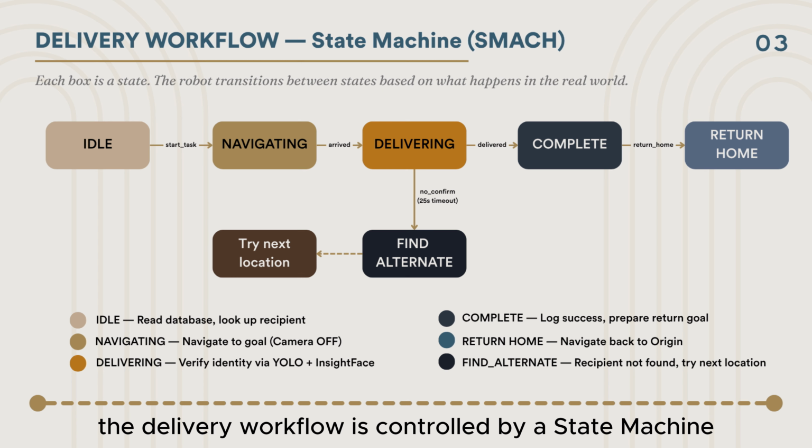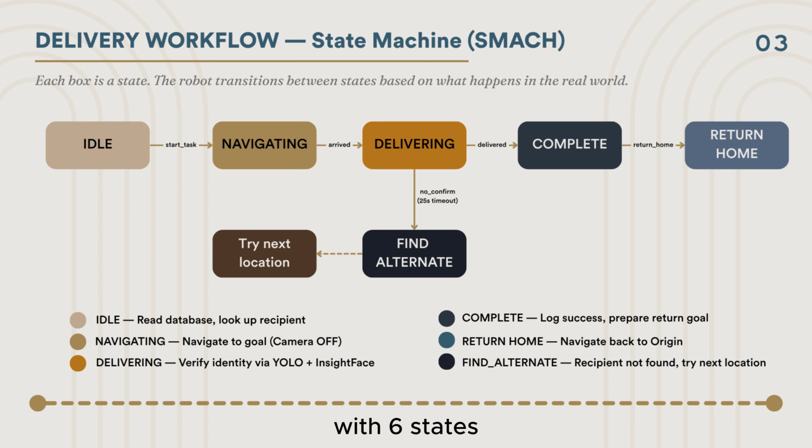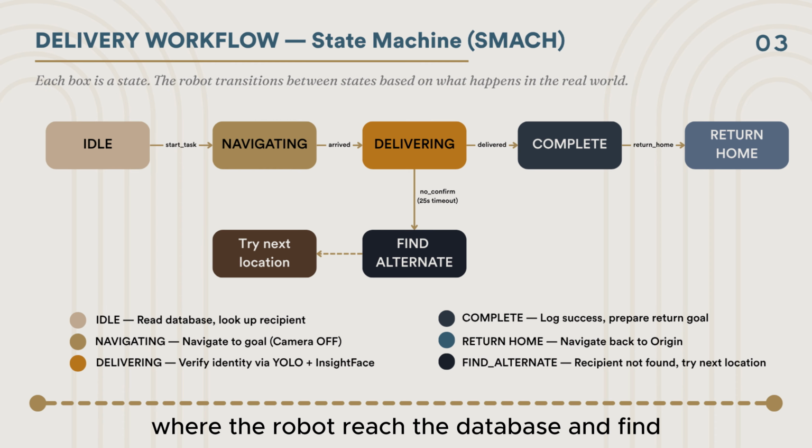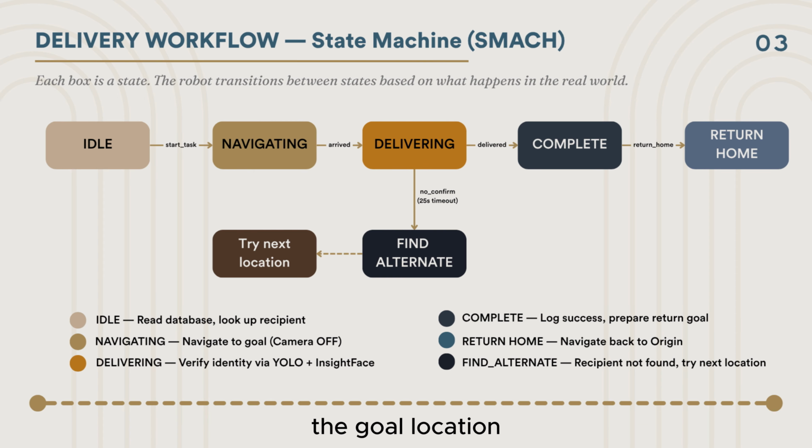The delivery workflow is controlled by a state machine with 6 stages. It starts in idle, where the robot reads the database and finds the goal location. When it moves to navigating, it drives to that location. Next is delivering. The camera turns on and the robot checks who is in front of it.